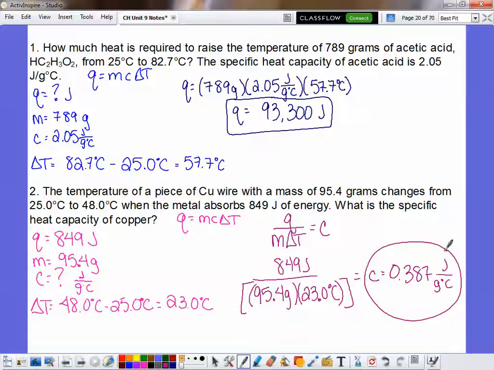So according to this problem, that would be the specific heat capacity of copper. I don't actually know if that's the real specific heat capacity. I didn't actually check to make sure the numbers worked out where we actually got the correct one. But more of the process. You know how to solve for specific heat capacity if given the other components. Okay. Questions on 1 or 2 before we move on to number 3?